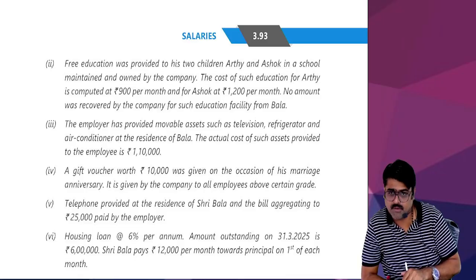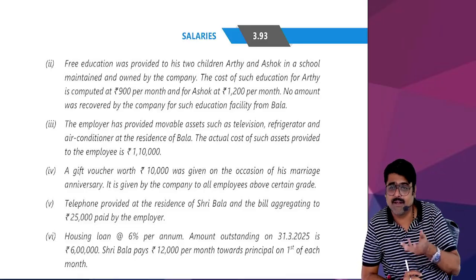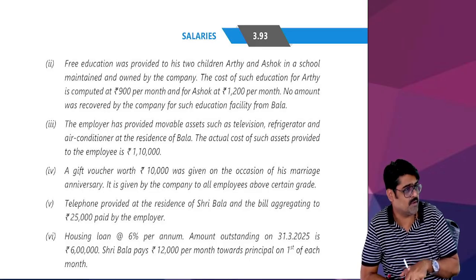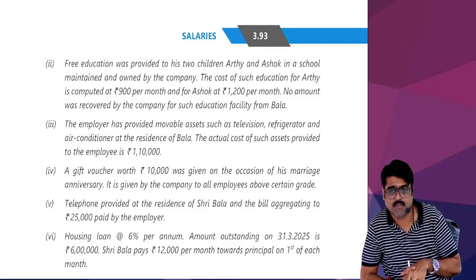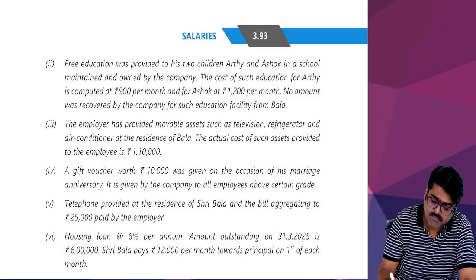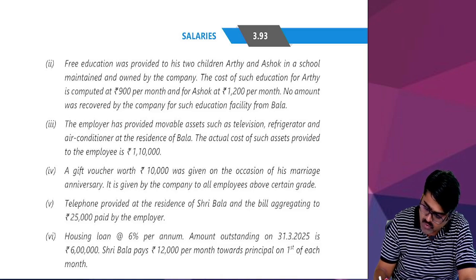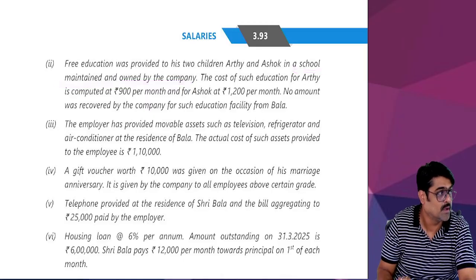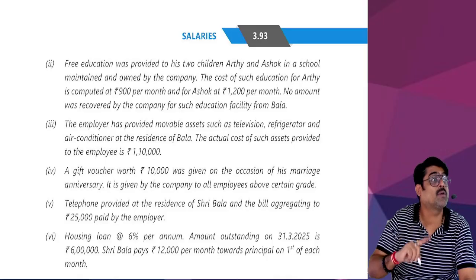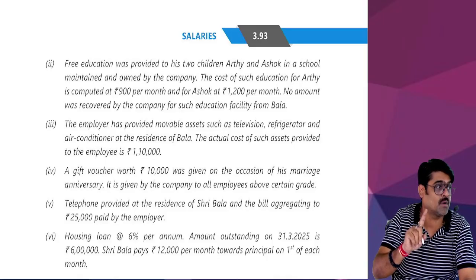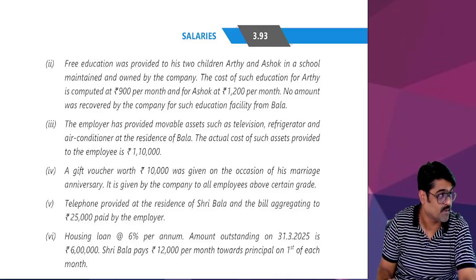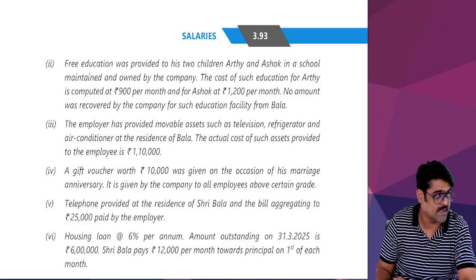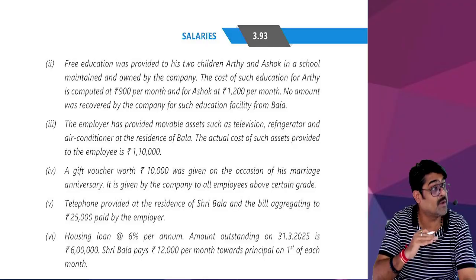Only 500 is exempt. Which law book is saying that 500 exemption for this? Where did I teach 500 for this? If the school is owned and maintained by the employer, in that school, if the education is provided, then amount actually incurred by the employer, no. Reasonable cost of education. Amount actually incurred by the employer on this education will not be taxable. What will be taxable? Reasonable cost of education.